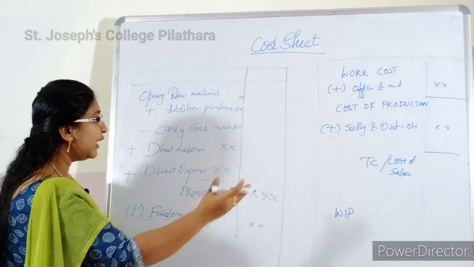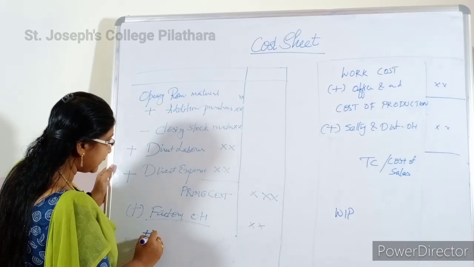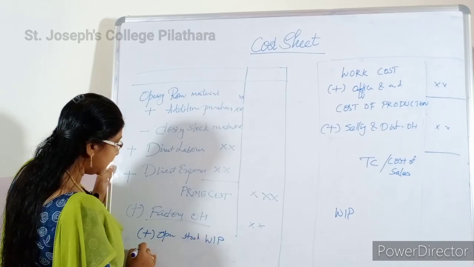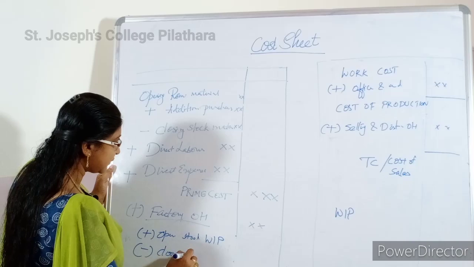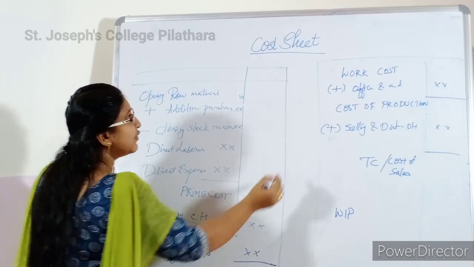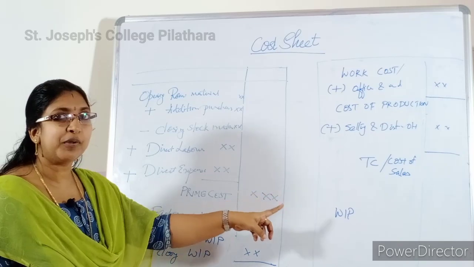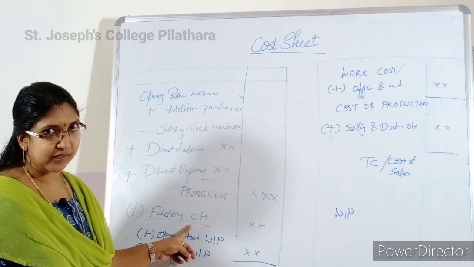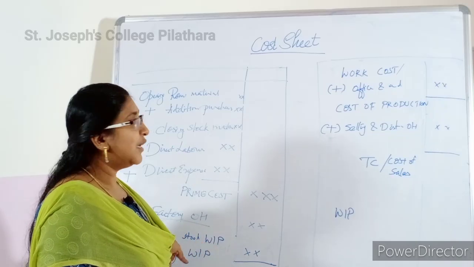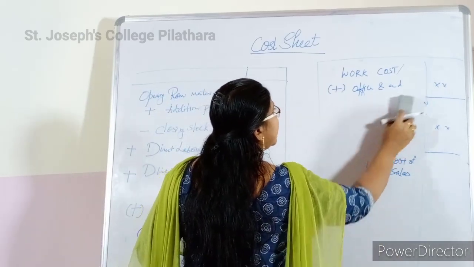So you have to adjust the opening stock of work in progress. After adding up the factory level overhead, you want to add the opening stock of work in progress and deduct the closing work in progress. After that only you can determine the work cost or the factory cost. This factory cost is also called the work cost. So you will adjust the work in progress along with the factory level expenses or the factory overhead, that is, add the opening stock of work in progress and deduct the closing stock of work in progress, and you will get the work cost or the factory cost.